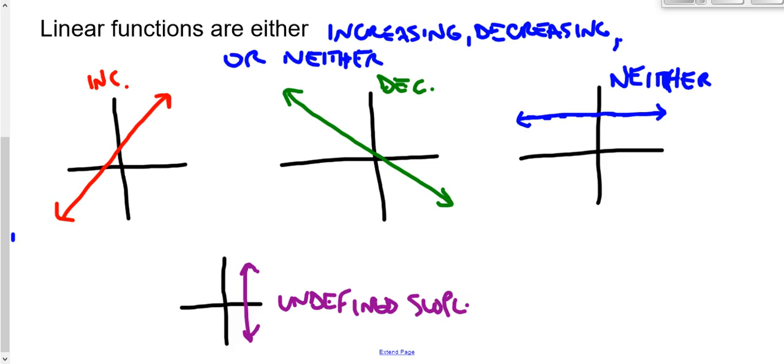And if we have an undefined slope, that is actually not a function, because it doesn't pass the vertical line test. If I drew a vertical line on top of that vertical line, it wouldn't just overlap in more than one spot, it would actually overlap at every single spot, and it would fail the vertical line test spectacularly. So that line is not a function, and in this unit we are actually only concerned with linear functions, so we're not going to be looking at undefined equations in this unit. So even though that is an undefined slope, that's not going to be one of the three that we're concerned with because it's not a function.